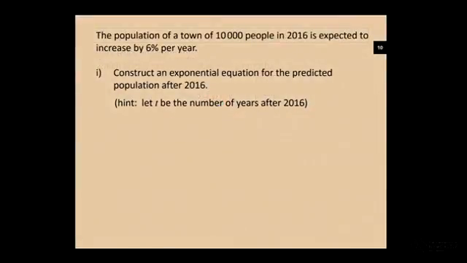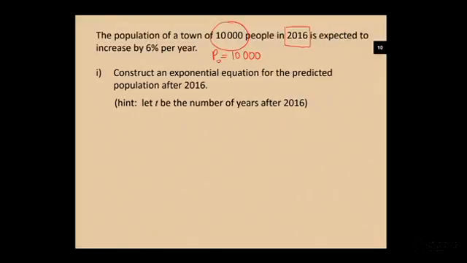population of a town of 10,000. So straight away, I'm locking in that this is going to be my initial value, and if I don't want to use A and I want to use P, P0 is going to be 10,000, locked in straight away. But I am very cautious because it says there was 10,000 in the year 2016. So I've just put a box around that for a minute. Is expected to increase by 6% per year.